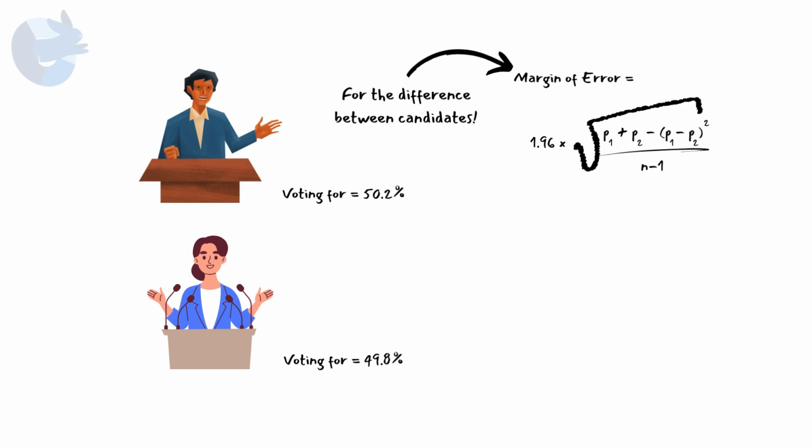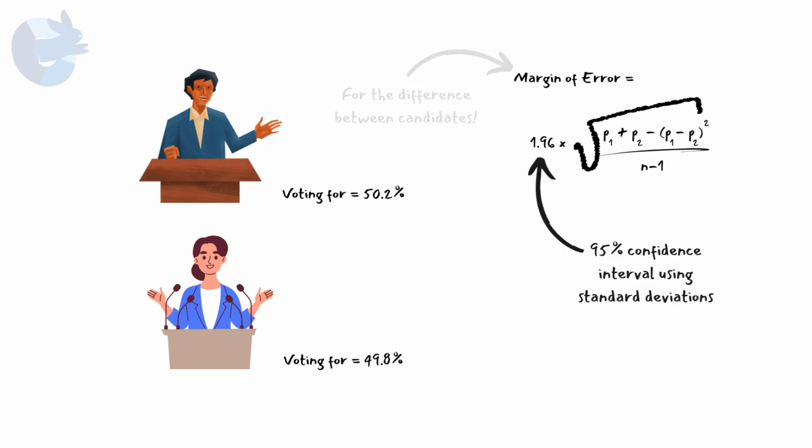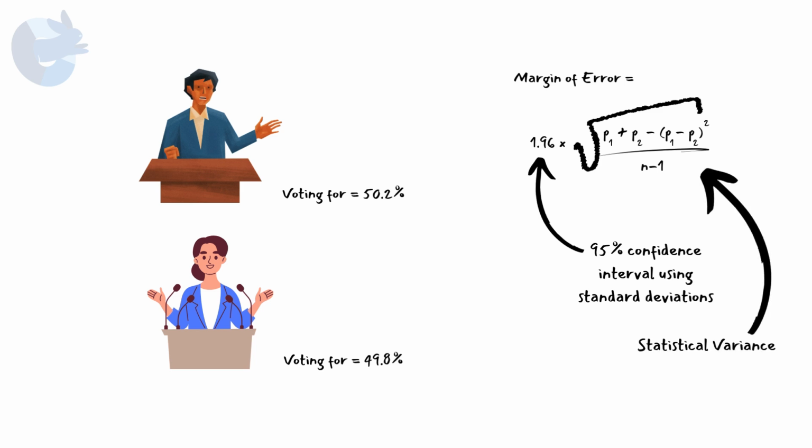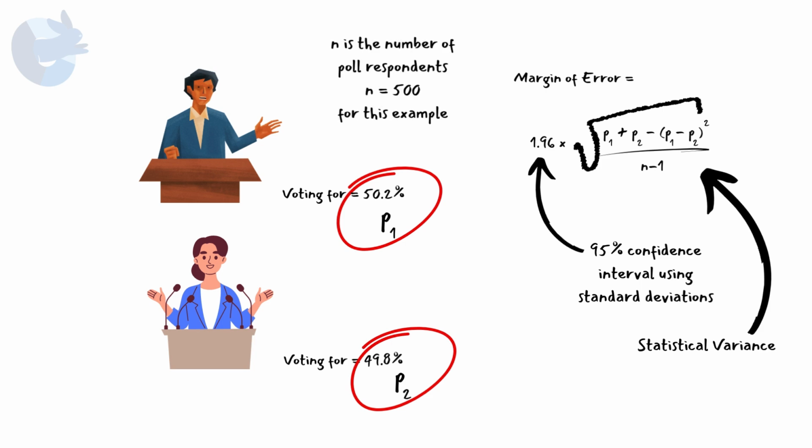That can be represented by this simple formula. We're going to look at 1.96, because that's going to give us a couple of standard deviations, times the square root of the variance, right? The variance in this situation is P1, which is the decimal representation of the percent voting for one candidate, such as 50% would be 0.5. P2, obviously, the percent voting for the other candidate, and then we're going to subtract the difference of those two squared, and then we divide by n minus 1, where n is the number of poll respondents.